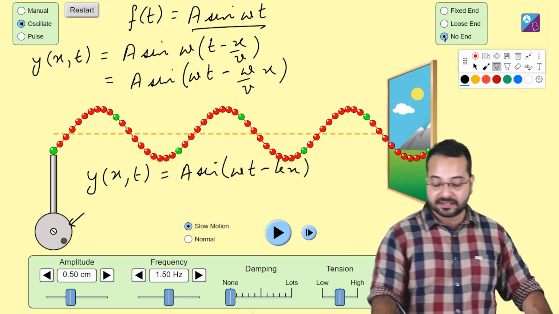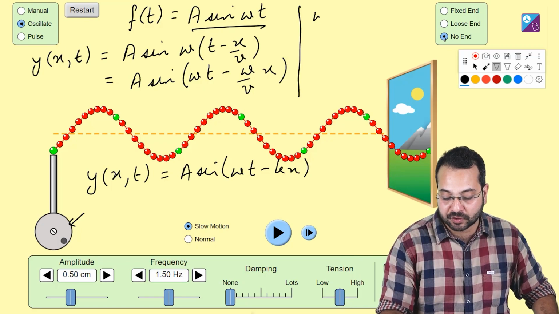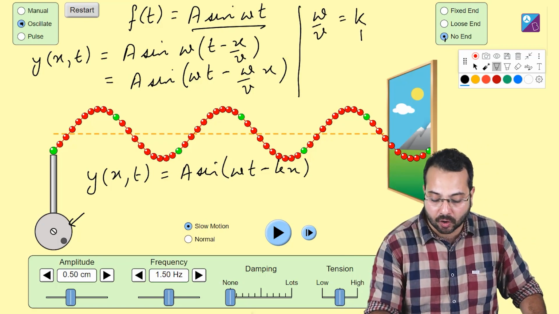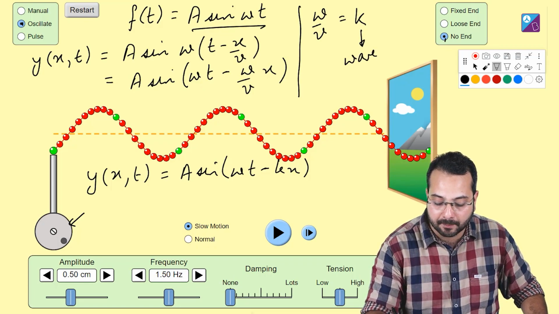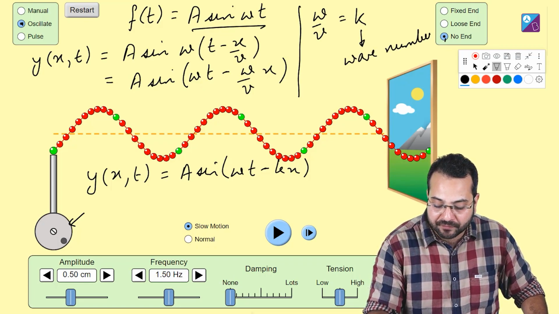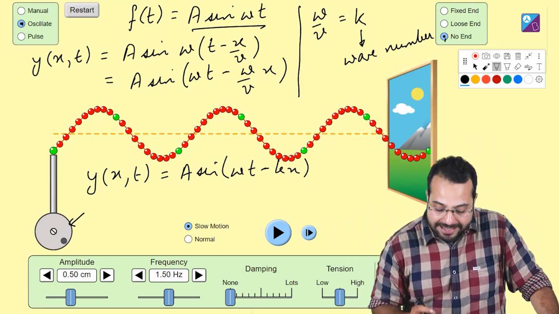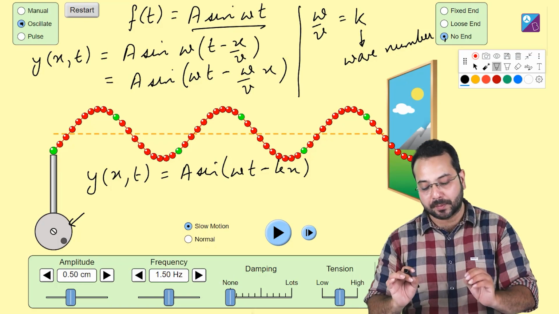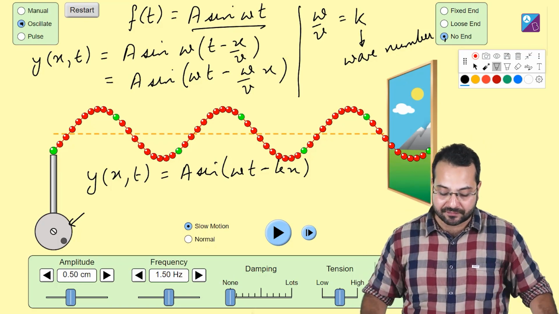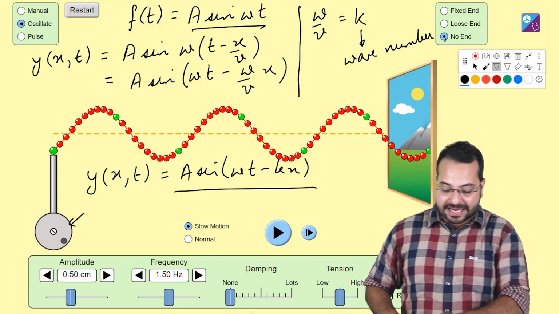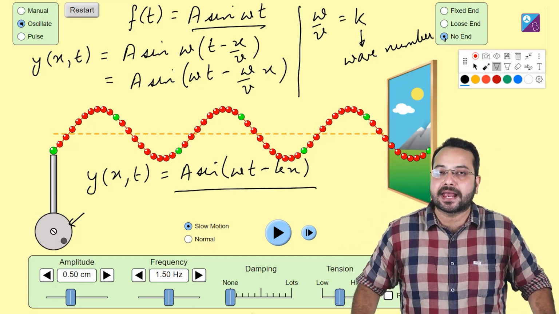So we've defined a quantity over here which is omega by v. This is equal to k. k is called the wave number. More about wave number in a later session when we talk about interference. But right now, let's understand this quantity omega by v is called k, the wave number. So now you have the equation of this wave, A sine omega t minus kx.